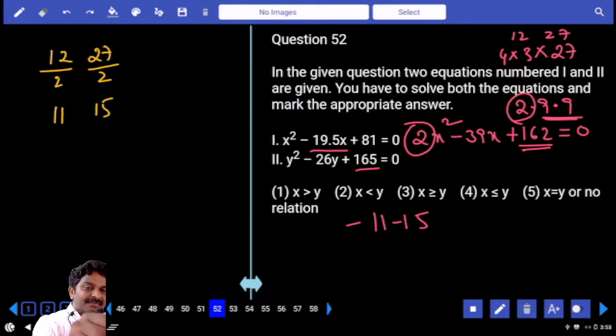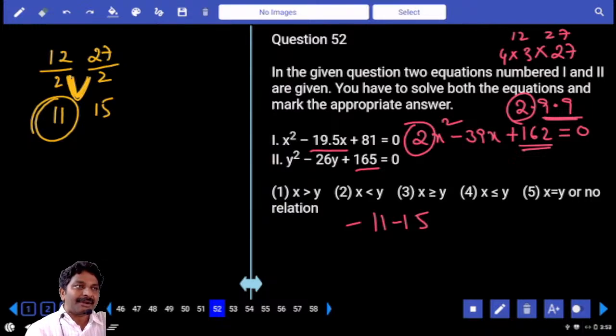That's it. Is the denominator required? If you observe, 11 lies in between these two numbers only. 12 by 2 is 6, 27 by 2 is 13 and a half. 11 lies in between both. So the answer is no relation.